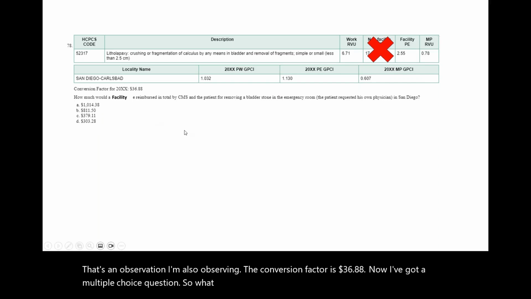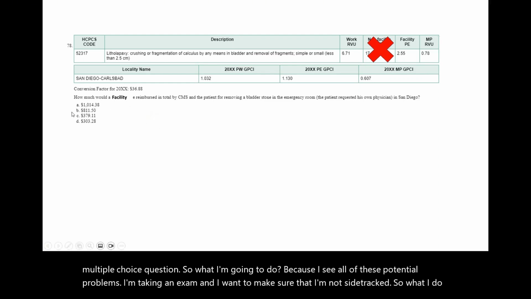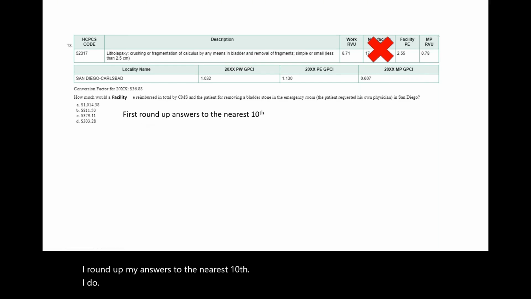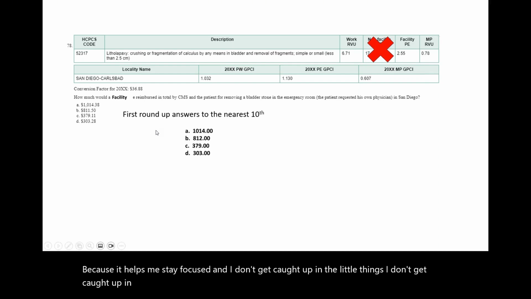Now, I've got a multiple choice question. So because I see all of these potential problems, and I'm taking an exam, I want to make sure that I'm not sidetracked. So what I do is round my answers to the nearest tenth. And why do I do that? Because it helps me stay focused and I don't get caught up in the little things. I don't get caught up in the change. I don't get caught up if my numbers don't match.